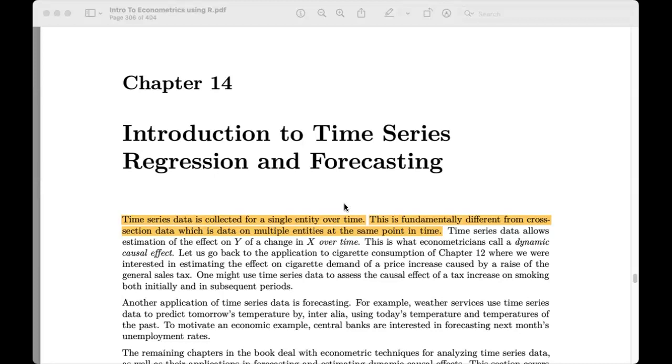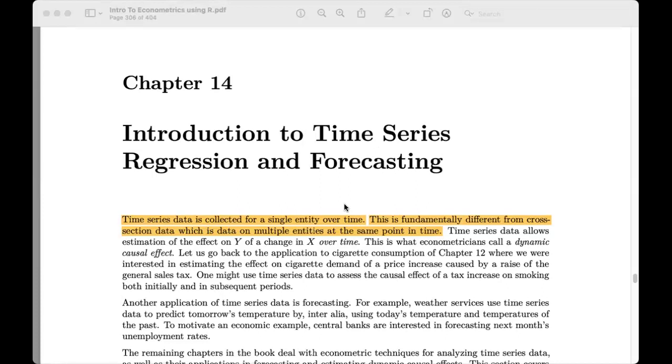Okay. So we're going to look at chapter 14, which is introduction to time series regression and forecasting. I think we have discussed a little bit about time series when we were looking at panel data. Basically, time series data is collected for a single entity over time. Examples could be inflation, unemployment, stuff like this over time. This is fundamentally different from cross-section data, which is data on multiple entities at the same point in time.